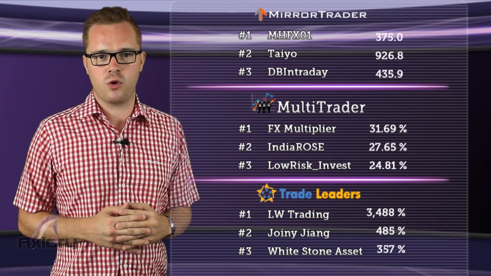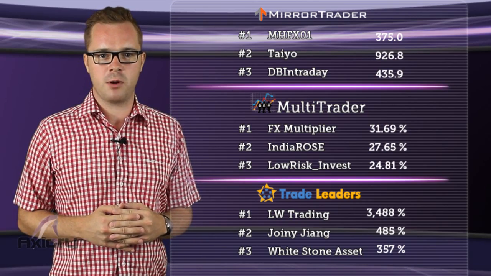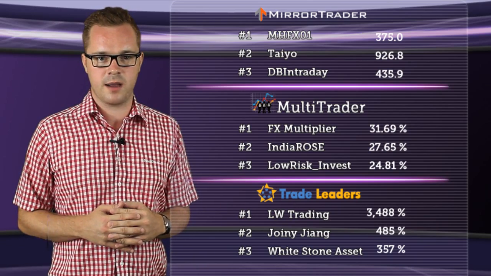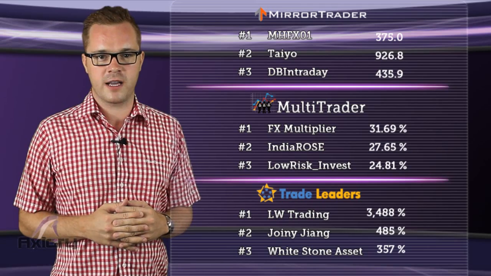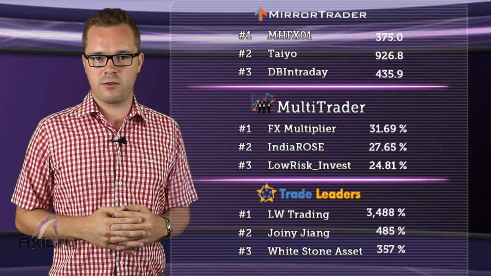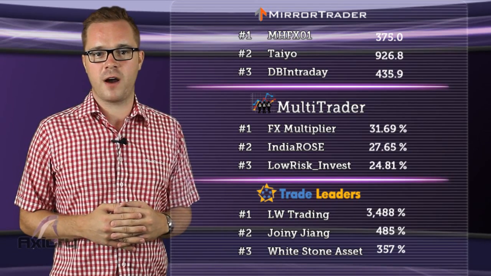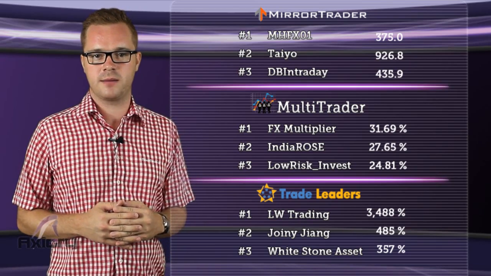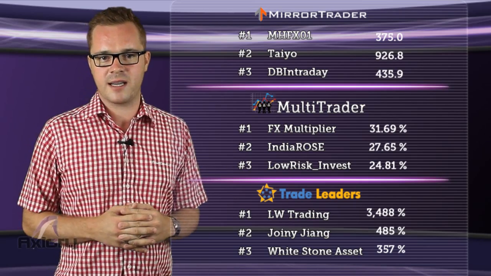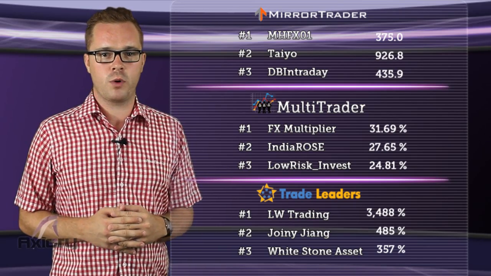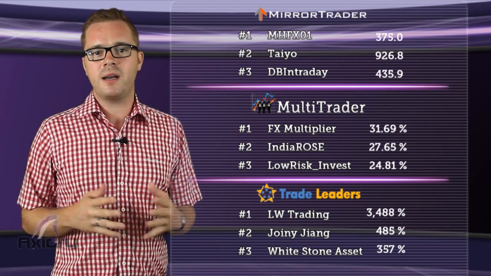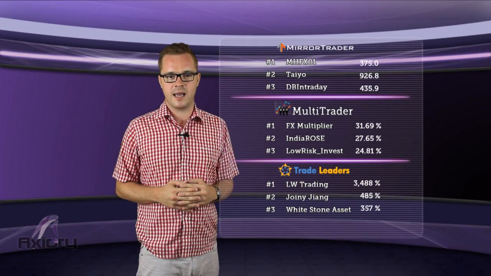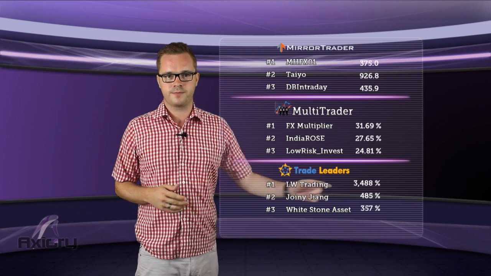The biggest losses were recorded in MultiTrader, where FX Multiplier fell 6.12% to a monthly gain of 31.69% and was able to hold at first place. Second, India Rose was also declined, but less at 5.46%, and its monthly gain is 27.65%. On the upside, Low Risk Invest was able to rise slightly by 0.02%. And the last platform, Strategies in Trade Leaders, haven't changed in any direction from yesterday, and they're holding their positions.